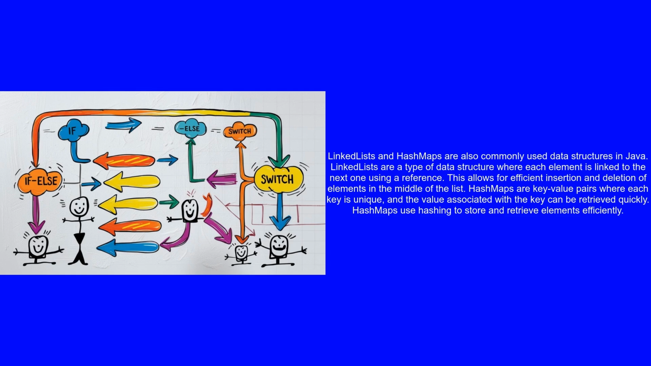Now, let's chat about hash maps. These are like a cool club where each member, or key, has a unique entry pass. And when you want to find a specific member, you can do so quickly because of this unique pass. Hash maps use a technique called hashing to make searching for and storing elements really efficient. So, linked lists and hash maps are both great tools to have in your Java programming arsenal. They make organizing and retrieving data a breeze.